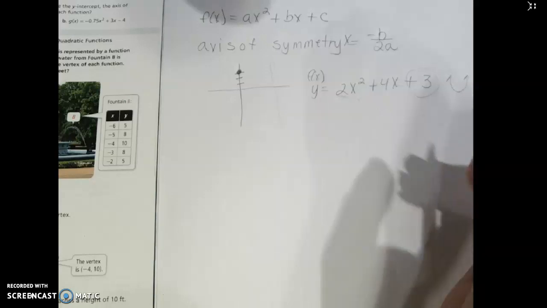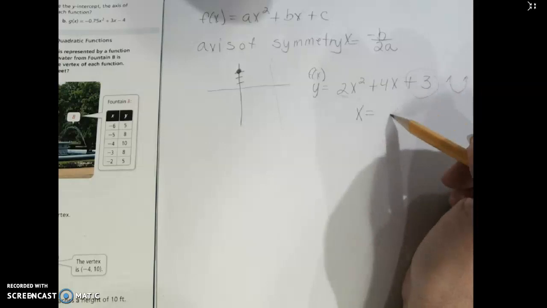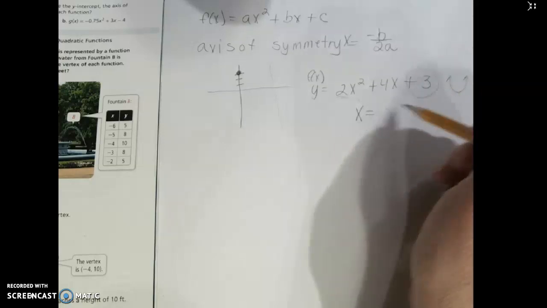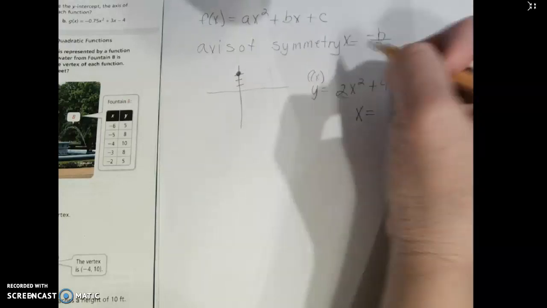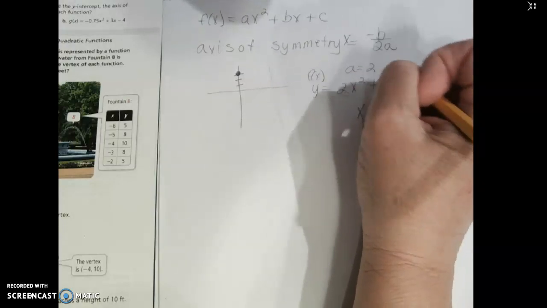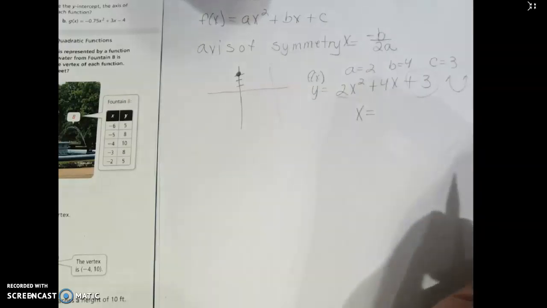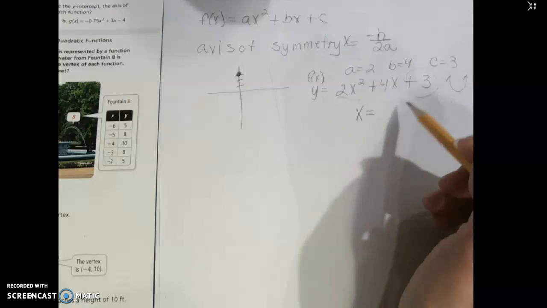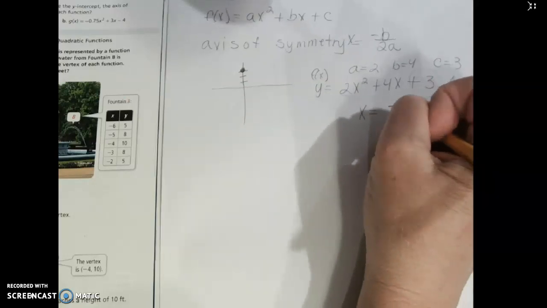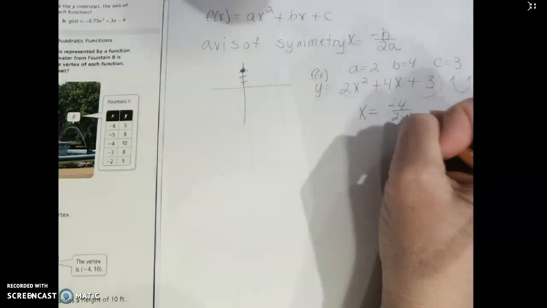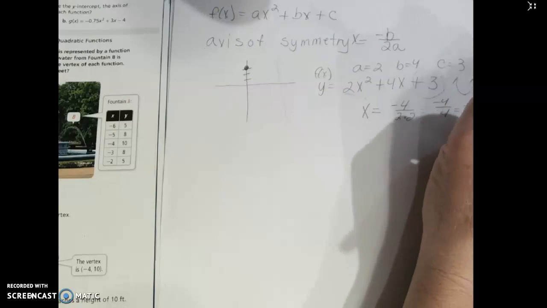For the axis of symmetry, it is at x equals the opposite of b over 2a. If this helps you in the very beginning, you can just take this equation and say, okay, a equals 2, b equals 4, c equals 3. So now I'm saying the opposite of b. Well, that means negative 4 all over 2 times a, and a is 2. I have negative 4 over 4, which is negative 1.